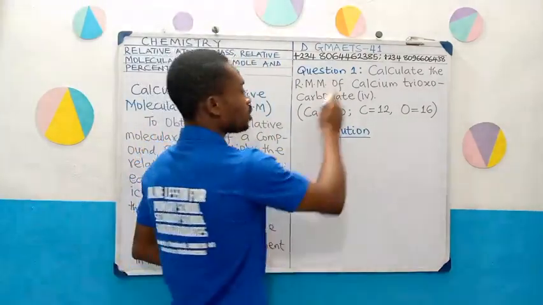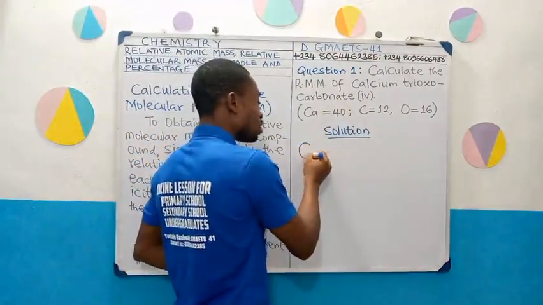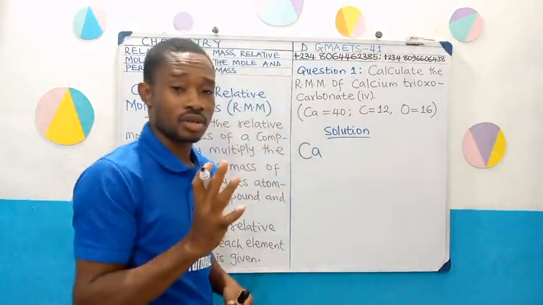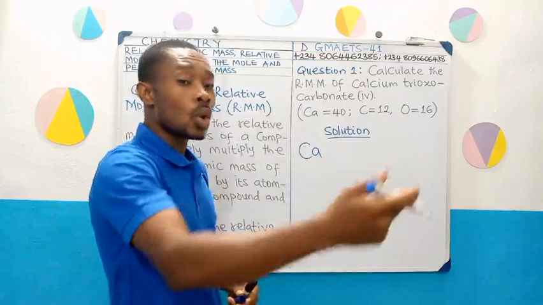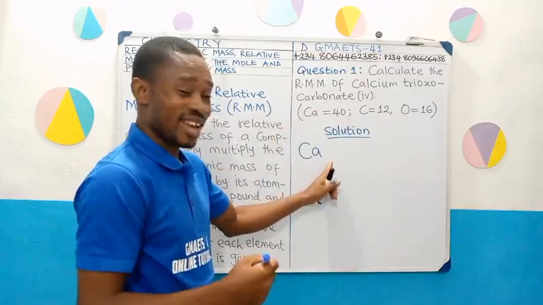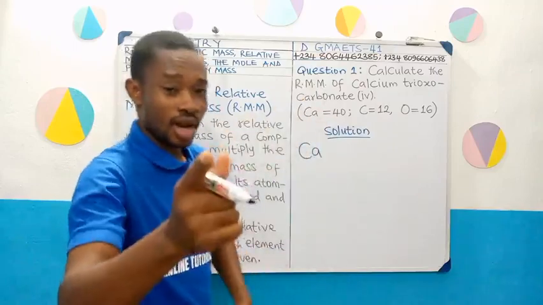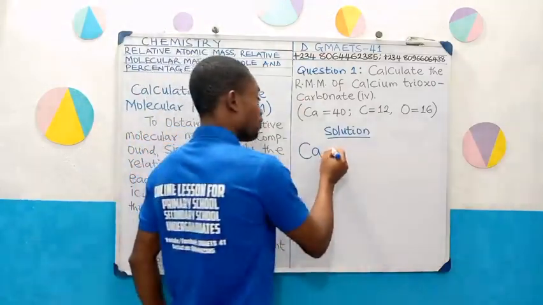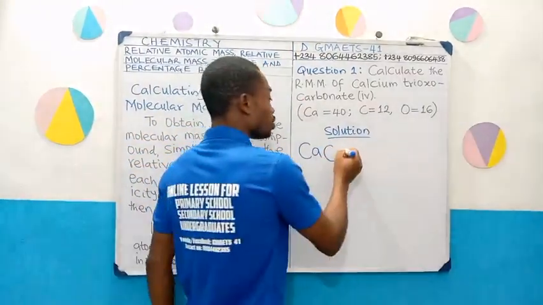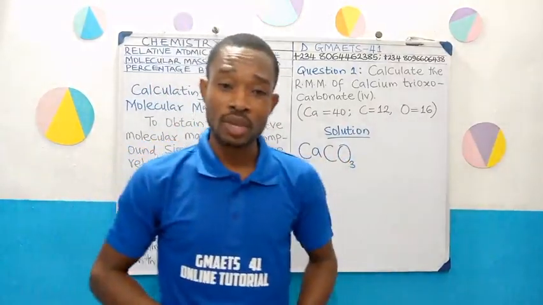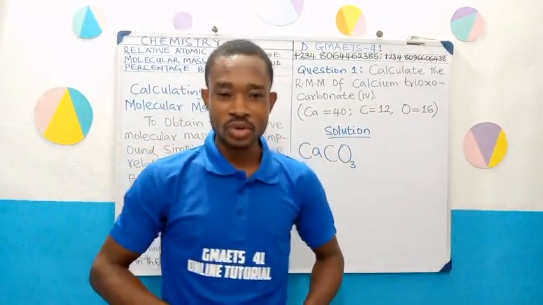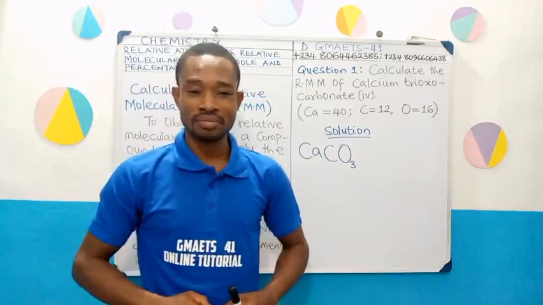Now that trioxo simply means there are 3 atoms of oxygen there. So calcium trioxocarbonate 4 is written like this. Calcium, you write the first element whose name you heard. Trioxo, that oxo, you don't write it next. Carbonate, that is carbon, is the next one you will write before the trioxo. That trioxo means oxygen, 3 atoms. This is the correct chemical formula of calcium trioxocarbonate 4.